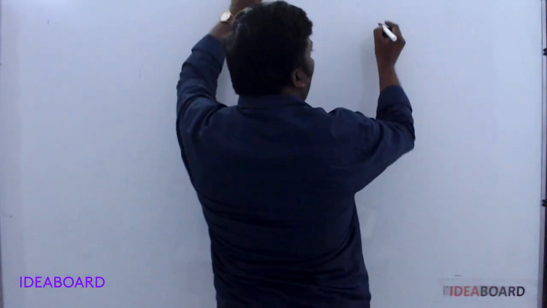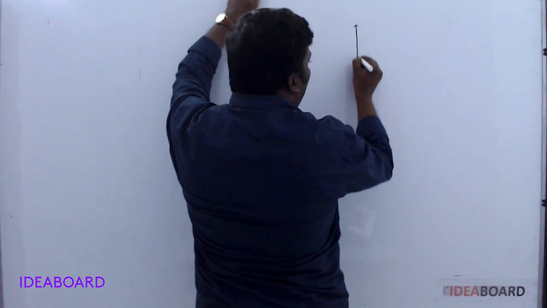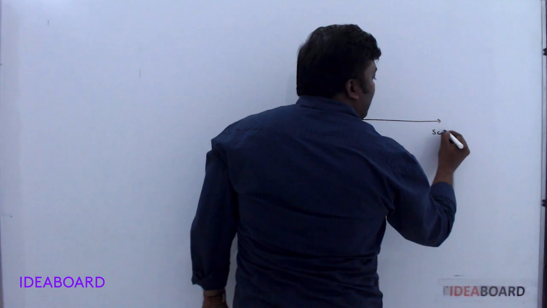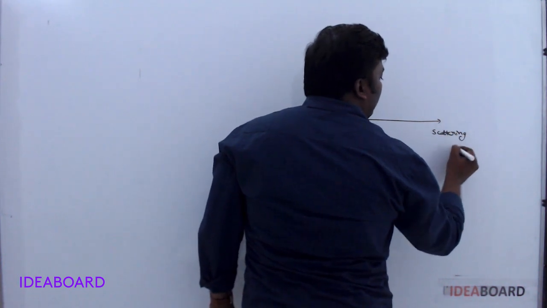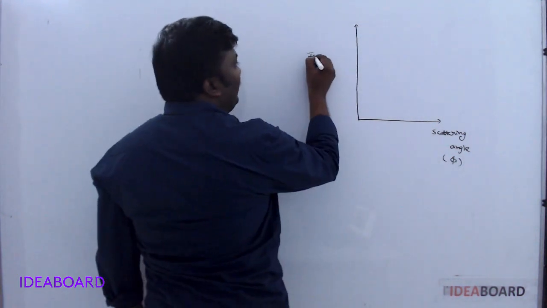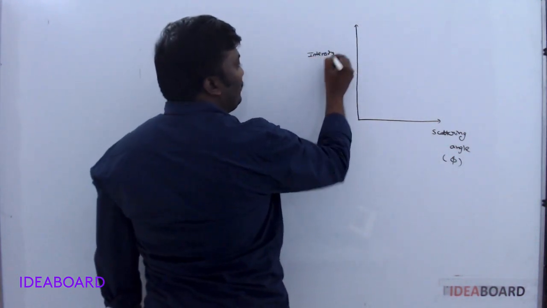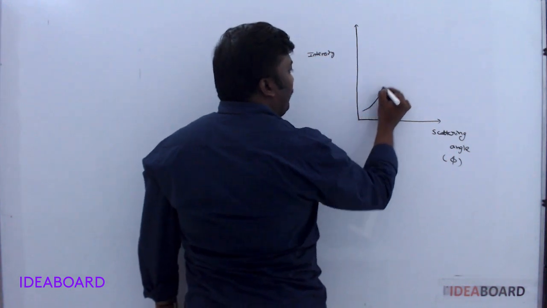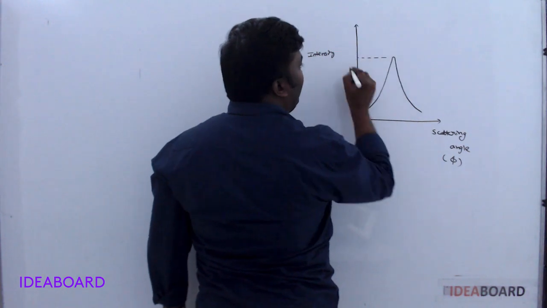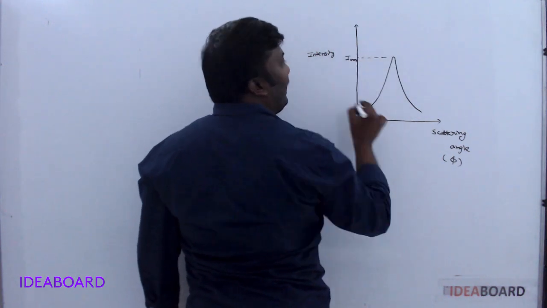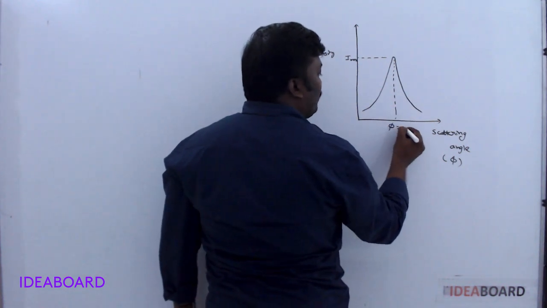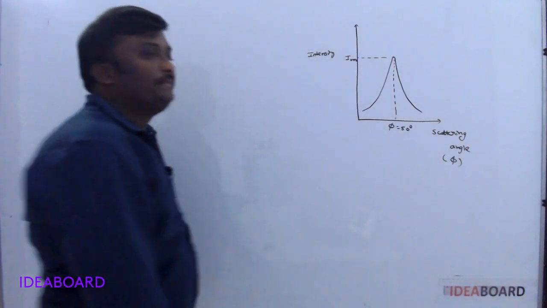So if you draw the graph between the scattering angle phi and the intensity of radiation, the graph comes like this, and this is the maximum value or the peak value at a particular angle, phi is equal to 50 degrees.